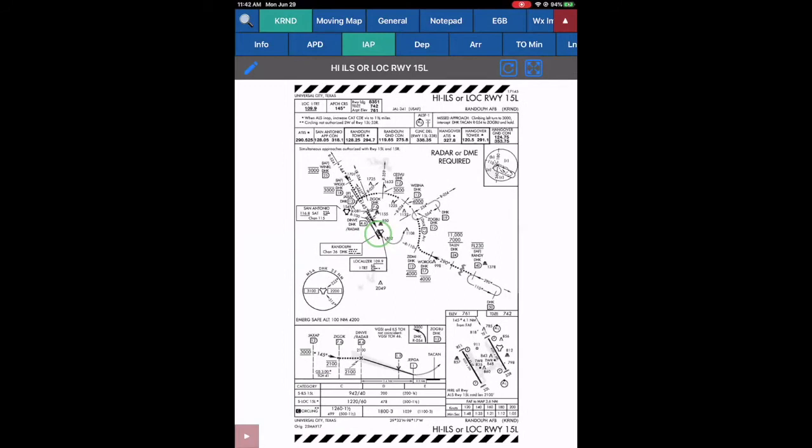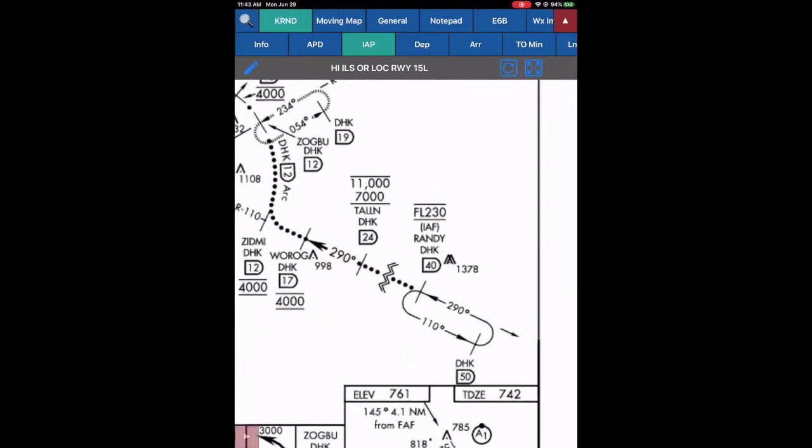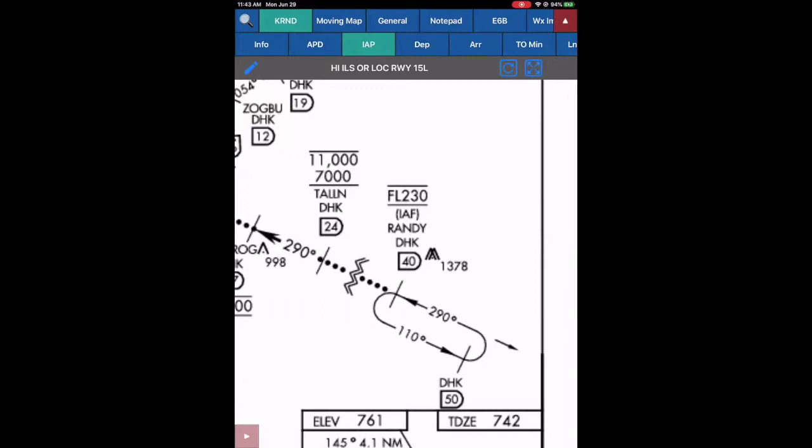What type of a high altitude approach? Remember, there are 3 types of high altitude approaches. What type is this? Again, I'm not asking for what type of final, but what type of a high altitude approach is this? If I was approaching, looks like this IAF is at flight level 230. So I'm coming in at flight level 230.